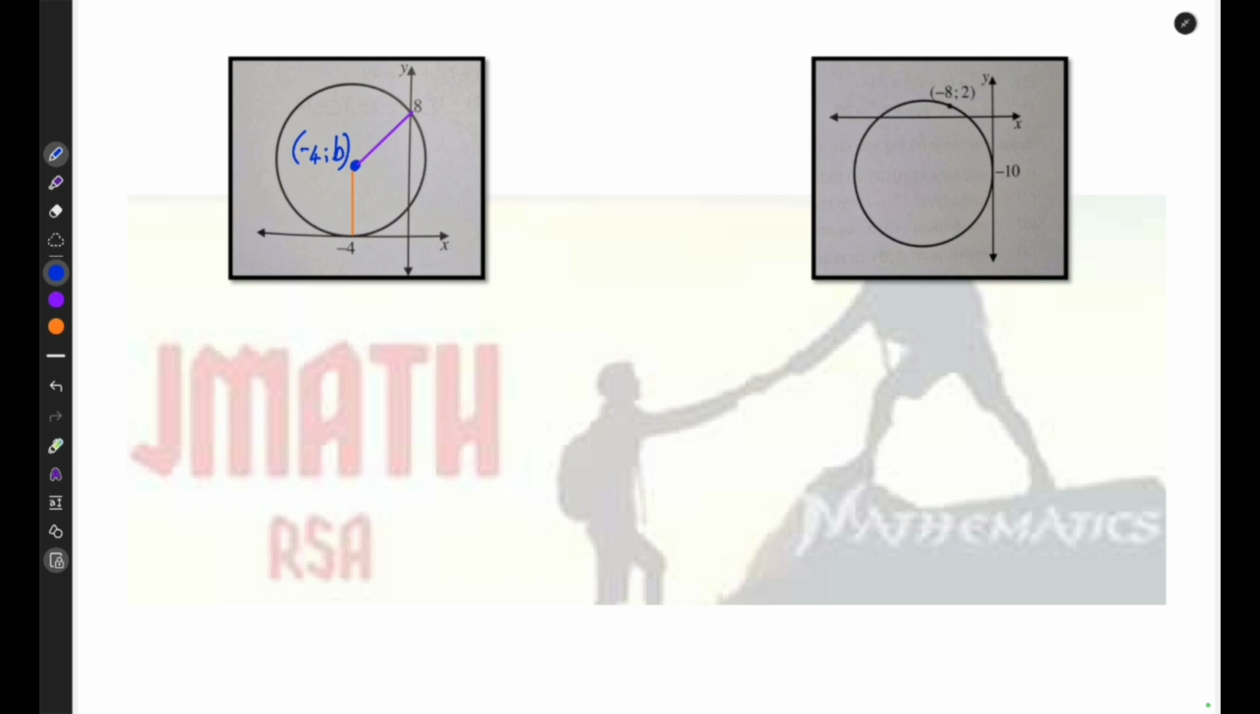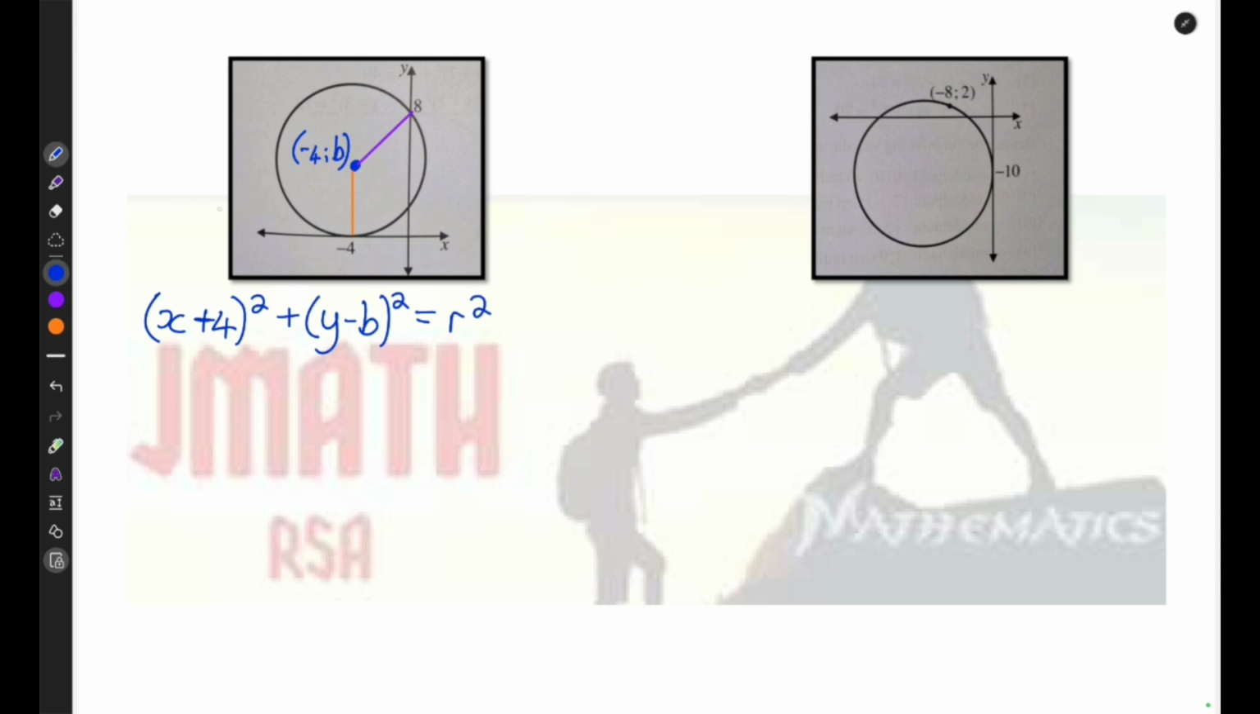So the 8 is not really helping me because it goes through the y-axis. It's not just touching. So that's why I'm not using the 8, but the 4 is very important to this question. So if I write down the formula with the bits that I have already, I can say it is x minus minus 4, so x plus 4 squared, plus y minus b squared is equal to r squared. I don't know what b and r is, but we are now going to algebra to figure this out.